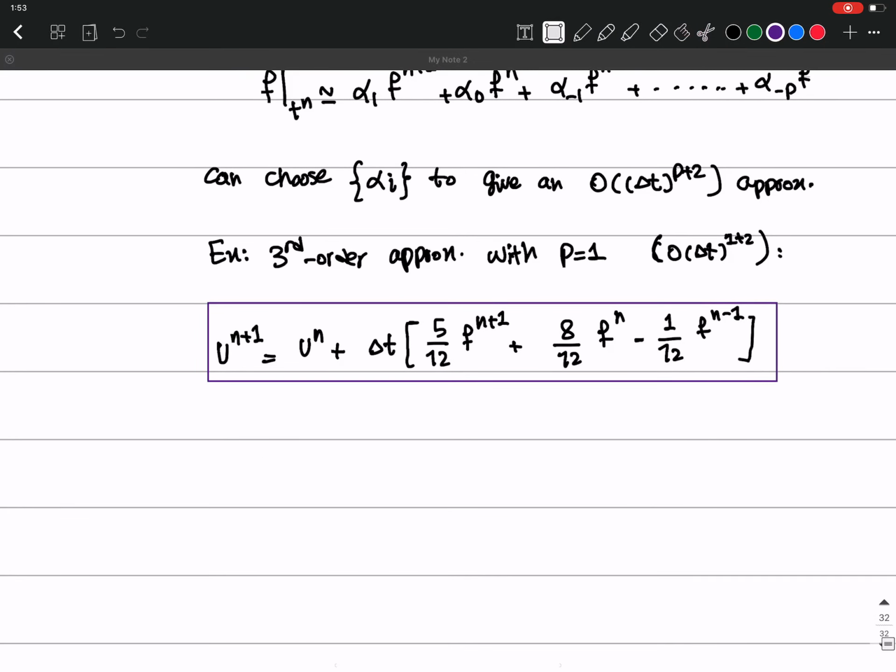And so this one is implicit, meaning I don't know the value of fn plus 1, because fn plus 1 is f evaluated with un plus 1 and tn plus 1, right? And un plus 1 is something I want to find. I don't know what it is. I know un, but I don't know un plus 1. So I don't know fn plus 1. And so in order to solve it, we have to do some matrix algebra or do some iteration method, right?